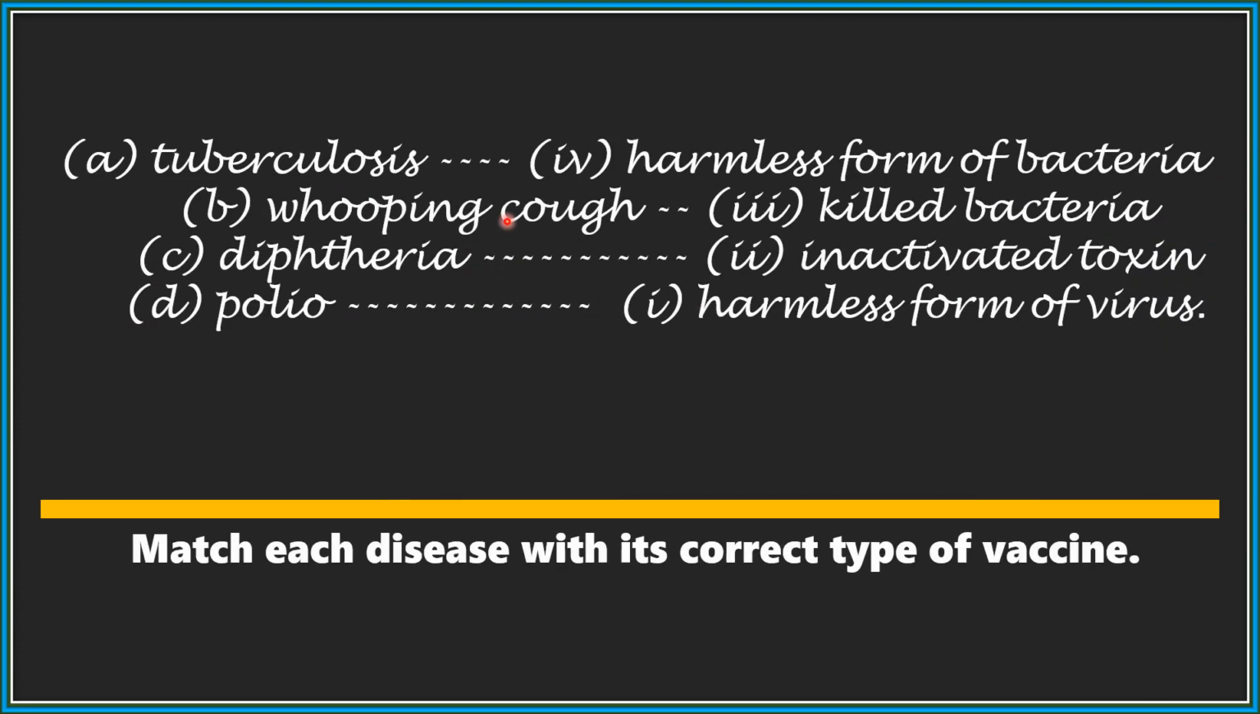Tuberculosis vaccine contains a harmless form of bacteria. Whooping cough vaccine contains killed bacteria. Diphtheria, inactivated toxin. Polio, harmless form of virus.